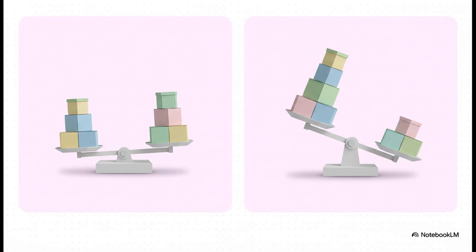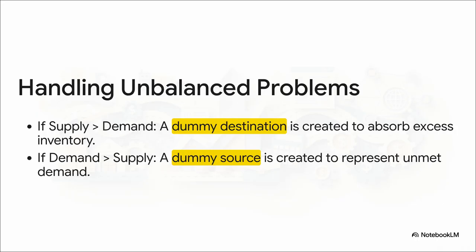And the great thing is, the model is smart enough to handle this. So how does it do it? It's actually a pretty clever trick. If you have way more supply than demand, the model creates a dummy destination that basically just absorbs all that excess inventory on paper. And if your demand is greater than your supply, it creates a dummy source to represent that shortfall. It's a smart way to balance the equation so the math can work, and it gives you a crystal clear picture of your surplus or your shortage.